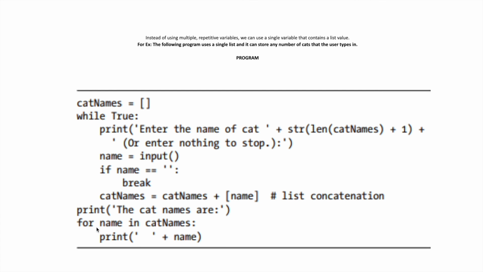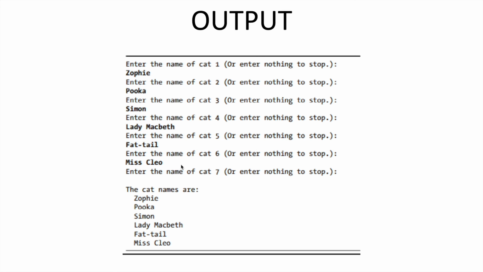Then you are using a for loop to print all the names one by one. It will print the name, right? So this is the output. It will take the cat names and print all the names.